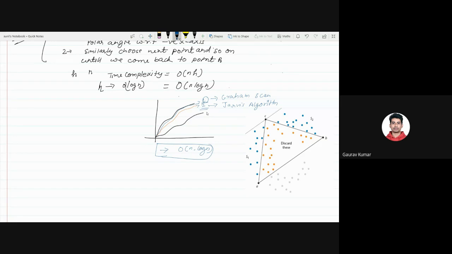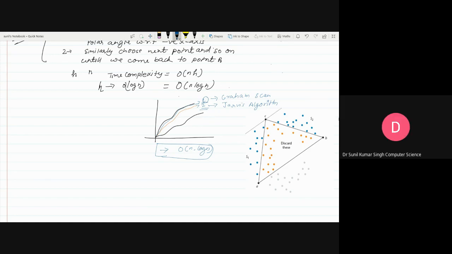Now, the second one will be the Graham scan, and the first one will be the Jarvis algorithm. The upper side will be Jarvis, and the lower side will be Graham scan. Why? Because if we suppose n log n is the upper side, and we subtract something, then it will become lower than that. So Jarvis is asymptotically faster, right? If Jarvis is faster, then its time complexity will be low. Okay, understood.